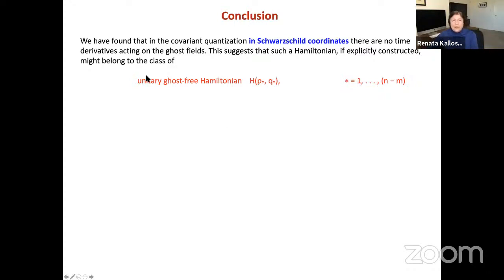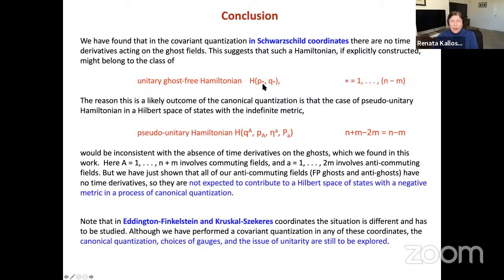So in conclusion, we have found that in covariant quantization, in Schwarzschild coordinates, there is no time derivative acting on ghosts. And such a Hamiltonian, which we believe can be explicitly constructed, we expect will belong to the unitary ghost-free Hamiltonian. The reason for this is that the other option, a pseudo-unitary Hamiltonian, would contradict our observation that there were no time derivatives on ghosts. Therefore, this Hilbert space with states of negative metric is not expected.